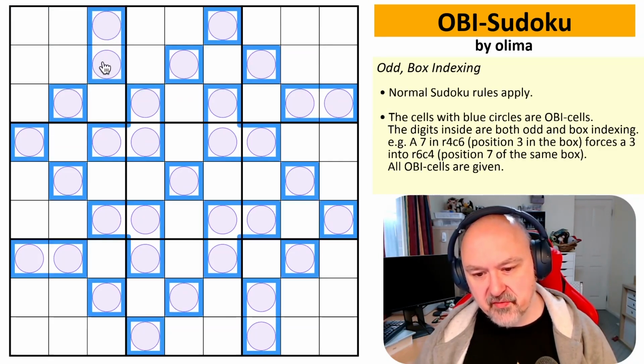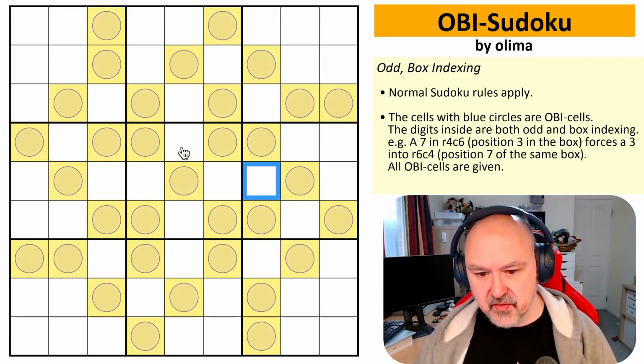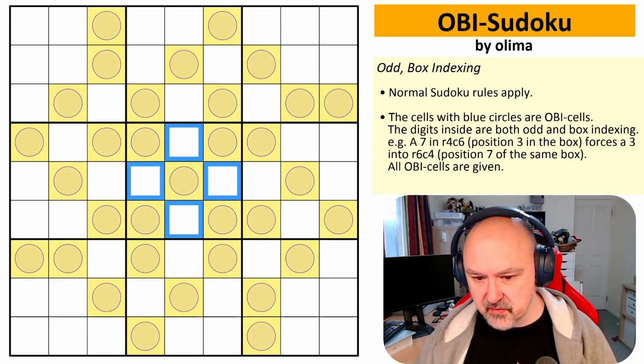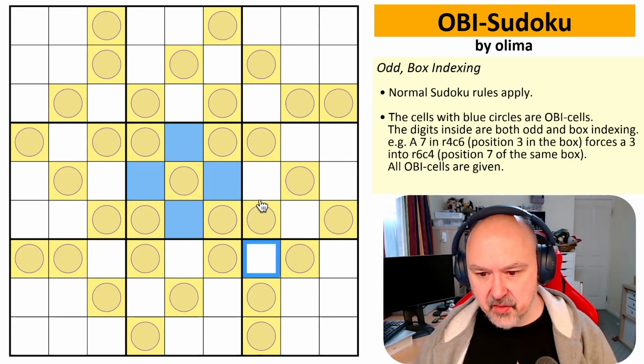Do I want to mark all of those as odd? I think I do. I'm going to mark all of those as odd, and then I'm going to do some even coloring as well where I can. So I'm going to get that out of the way first.